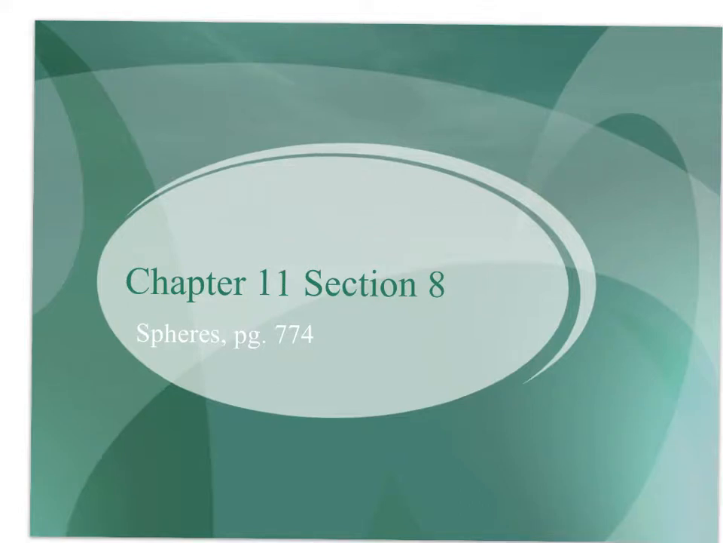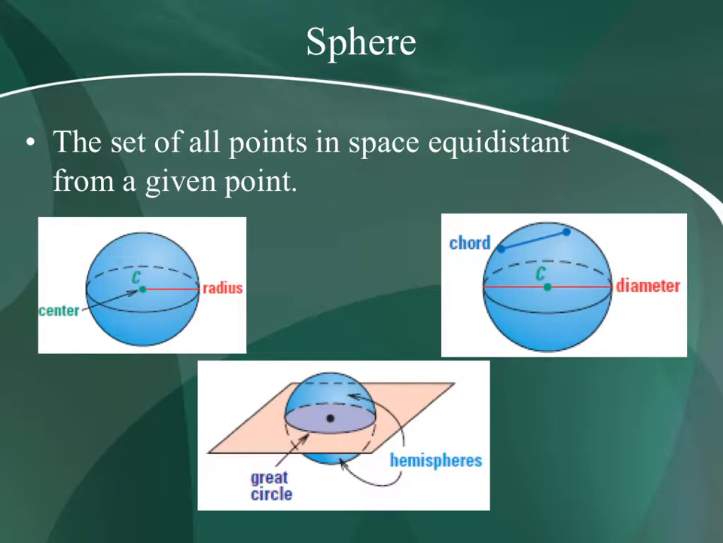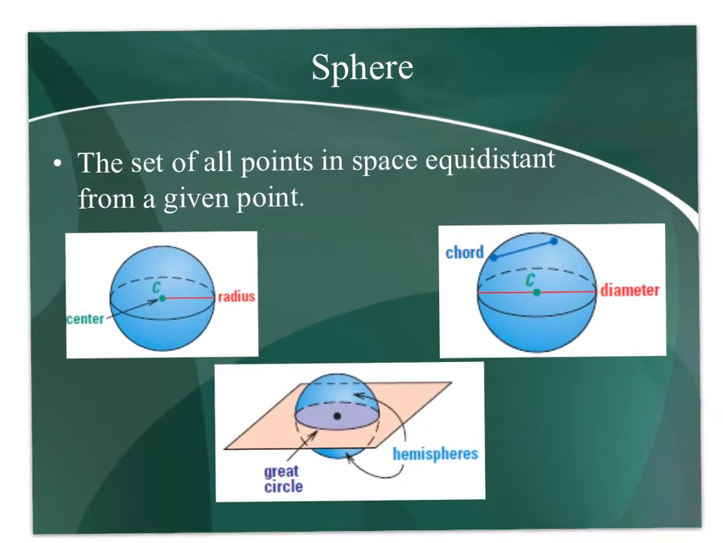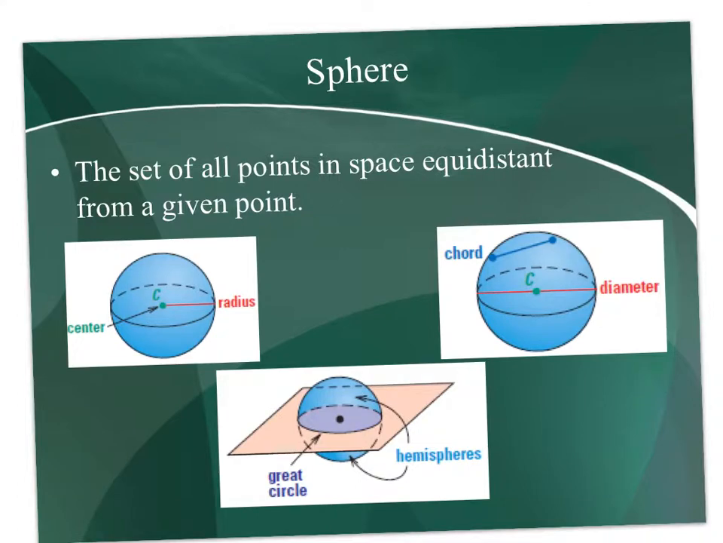All right, so 11A is called spheres. Okay, our last solid. A sphere is the set of all points in space equidistant from a given point. It's a three-dimensional circle. Think of spheres being like a basketball or the globe, something where all the points around it would be equidistant from that center point.